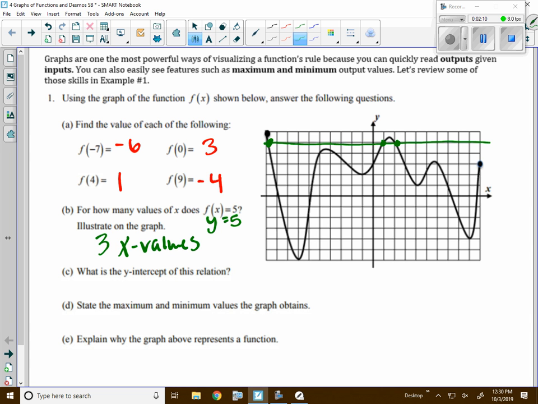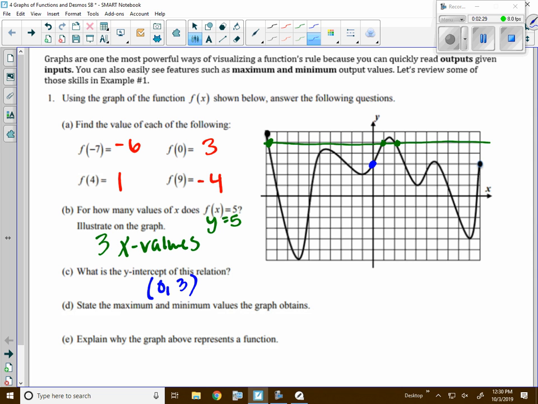All right, what is the y-intercept of this relation? What's the y-intercept of this relation? 3. Look up here where it crosses the y-axis. Okay, where it crosses the y-axis is our y-intercept. So we write it as 0, 3.